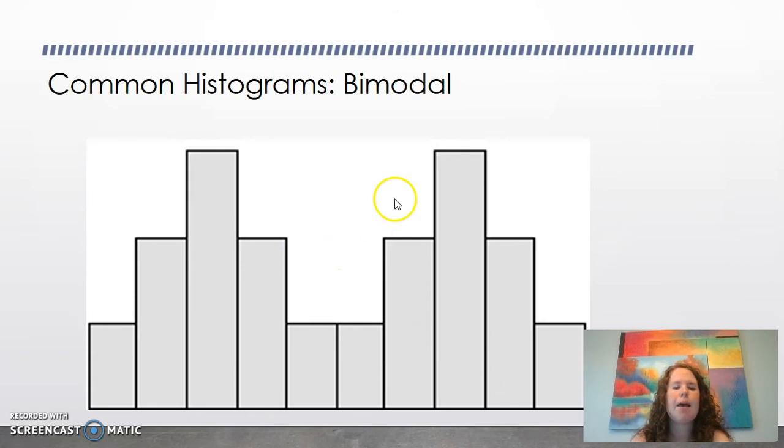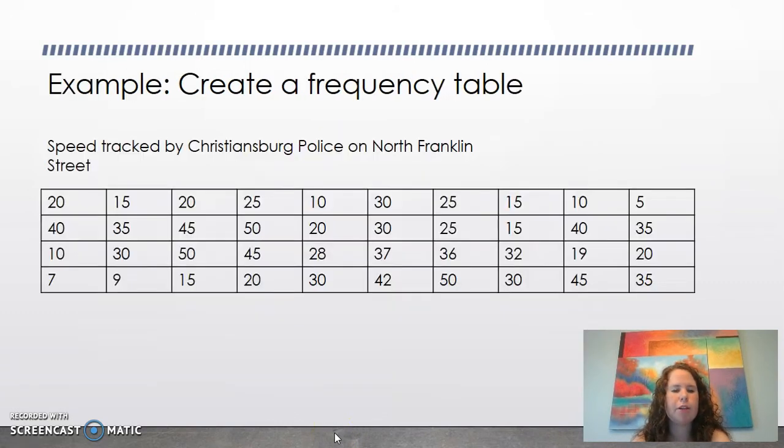A bimodal histogram is going to be similar to a symmetric histogram, but there are 2 modes, so there are 2 most common numbers. And then they're almost symmetric.